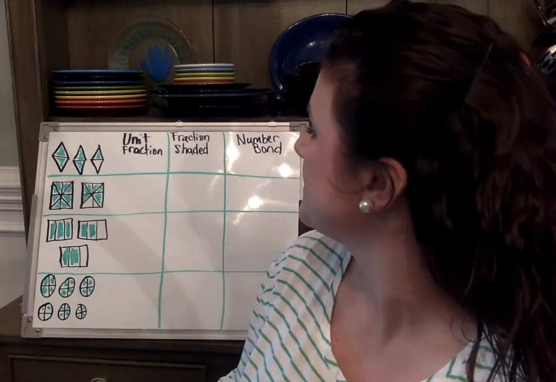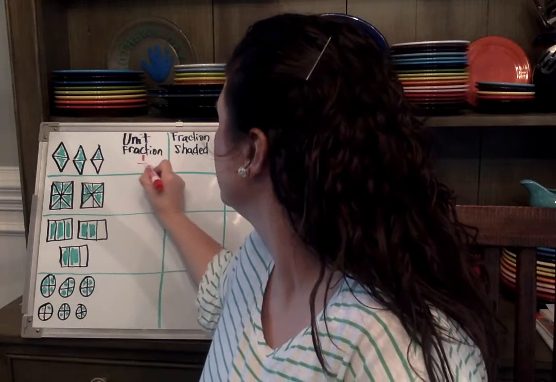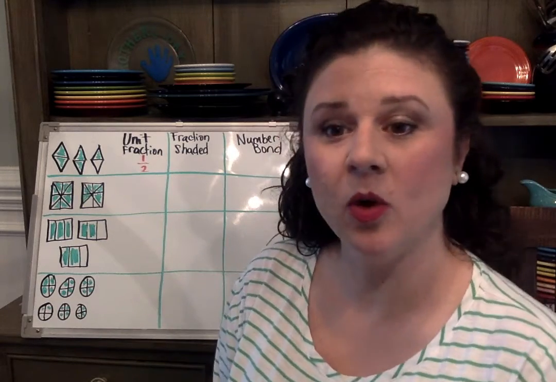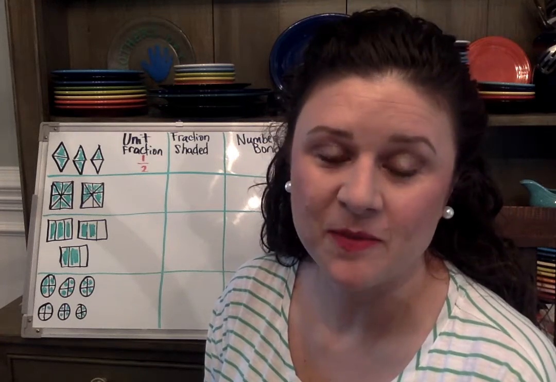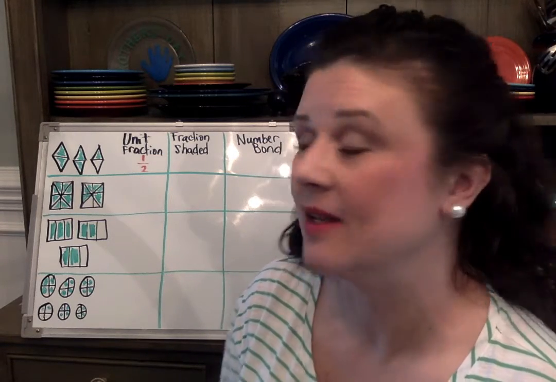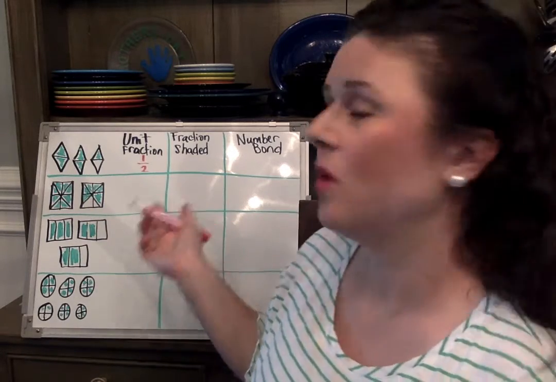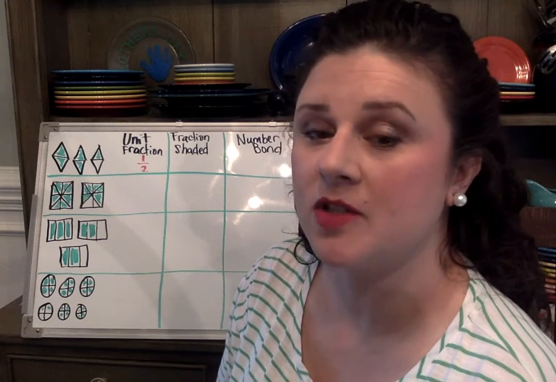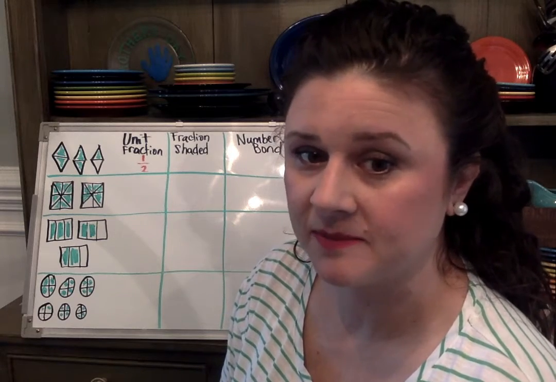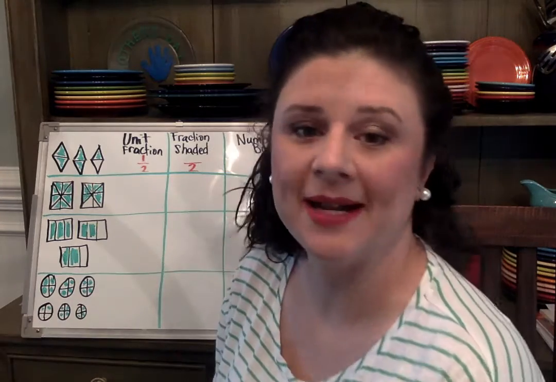Diamonds are not really a shape. These shapes, the unit fraction would be half, or 1/2. Not 1 out of 2, but 1/2. Because if I said 1 out of 2, that would mean that 1 out of 2 shapes were shaded in. Okay, what fraction of these shapes are shaded in? So first of all, what's the unit fraction? Half. So that's going to be my denominator.